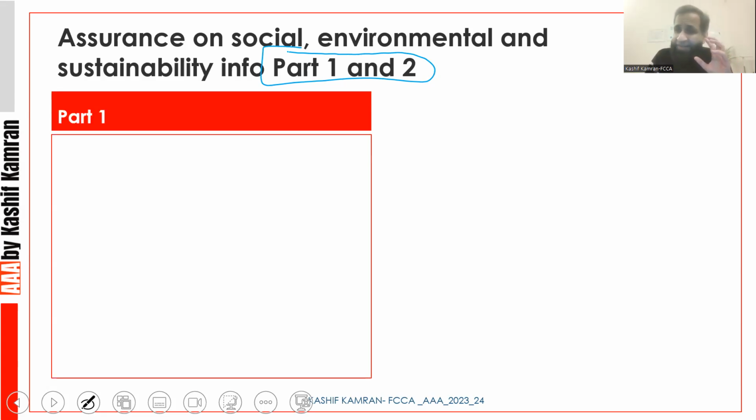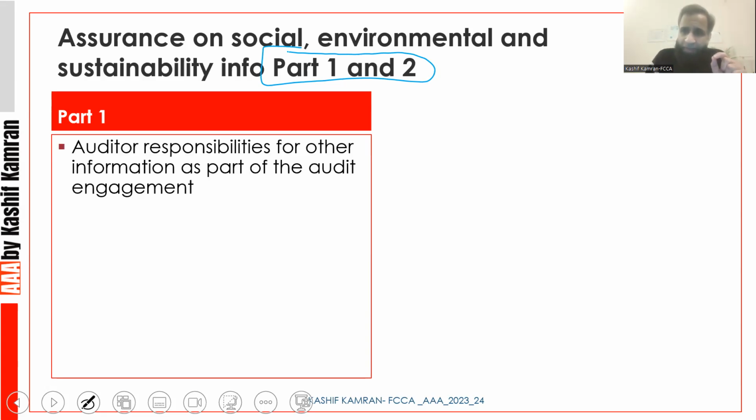Part 1. What does the part 1 article cover? Assurance on social, environmental, and sustainability information. The part 1 covers auditor responsibility for other information as part of the audit engagement. You all know that when you are performing the audit of the financial statements, as part of the audit of financial statements, it is your responsibility to read the other information, true or false? As part of your audit of financial statements, is it the auditor responsibility to read the other information?